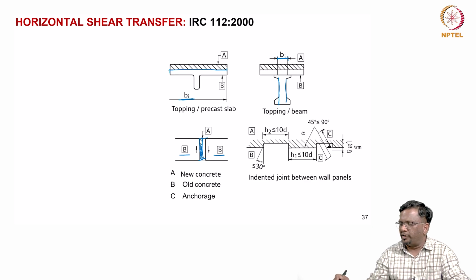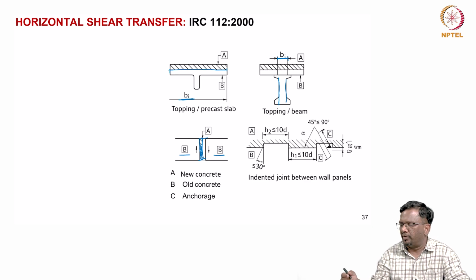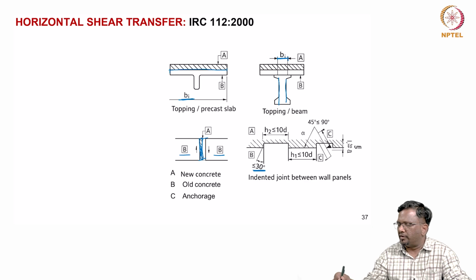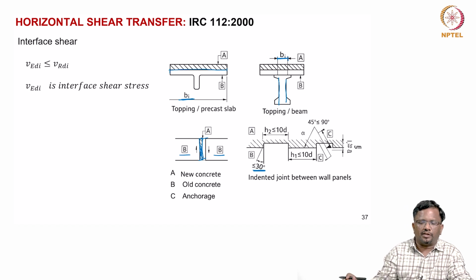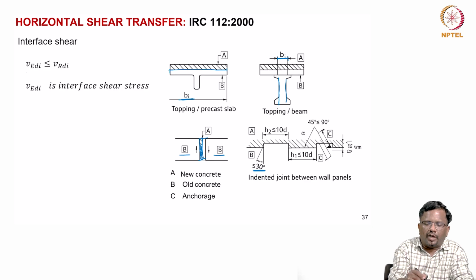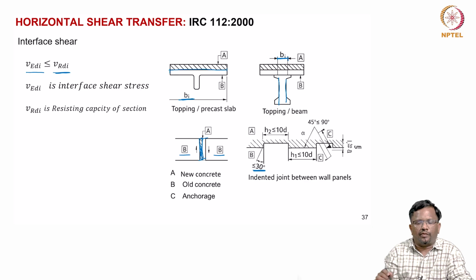Similarly, between the joints between the wall panels, again some requirements for geometry have to be ensured. For example, this projection has to be less than or equal to 30 degrees when these two elements are joined, and the distance between these projections also should satisfy 10 times the D distances which are given in your code IRC 112/2000.